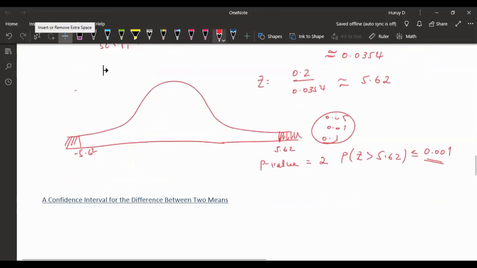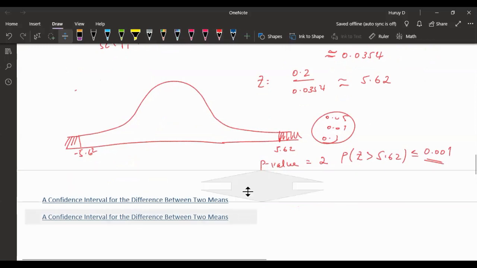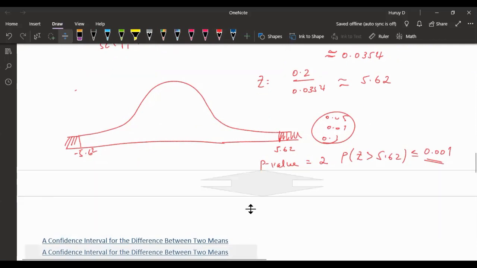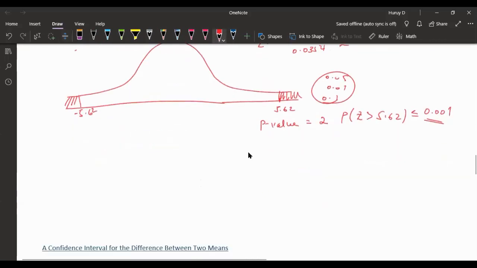Now, what do we say? Of course, as we can see, the p-value is very small. And if the p-value is small, we reject the null hypothesis. And we say the p-value is less than alpha, which is 0.05. Remember, alpha is not provided here. So since it's not provided, I can use this one.